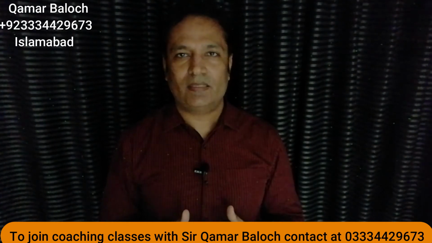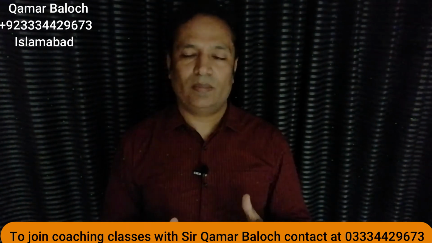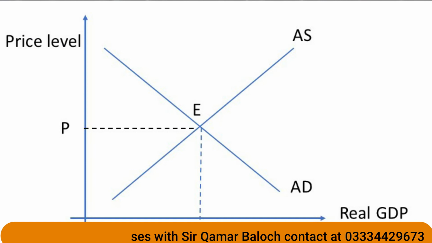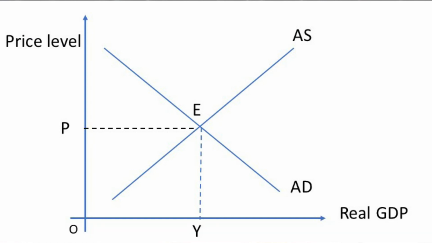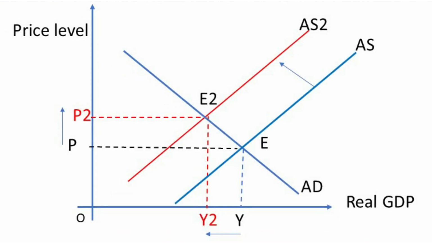Lastly, equilibrium may change due to fall in aggregate supply. Whenever there is fall in aggregate supply, the curve shifts to the left, and as per this figure, initial equilibrium is at point E where price level is P and real GDP is Y. Fall in aggregate supply shifts aggregate supply curve to the left from AS to AS2, and new equilibrium is at point E2 where price level is P2 and national output or real GDP is Y2. Now we can see that price level has increased and real GDP has decreased because of lower aggregate supply in the economy.